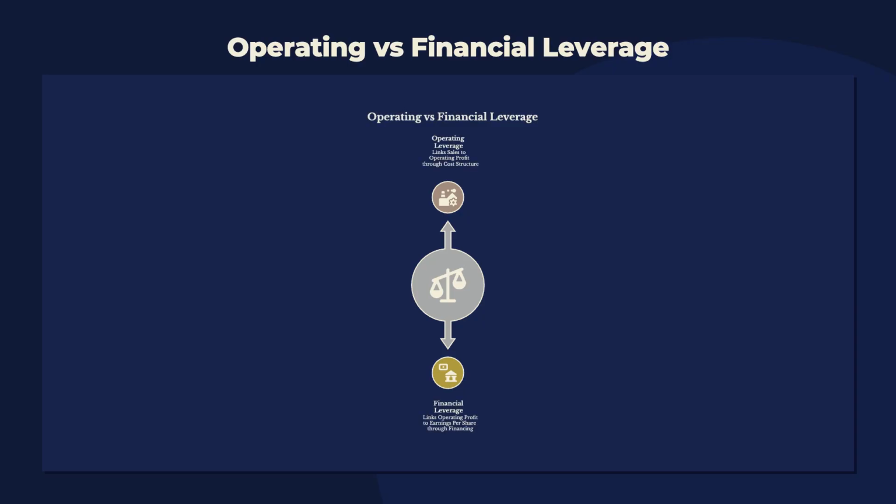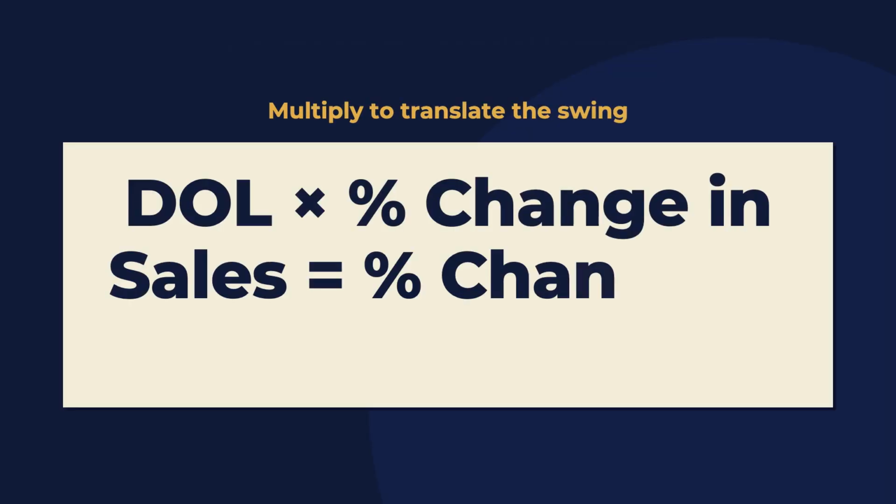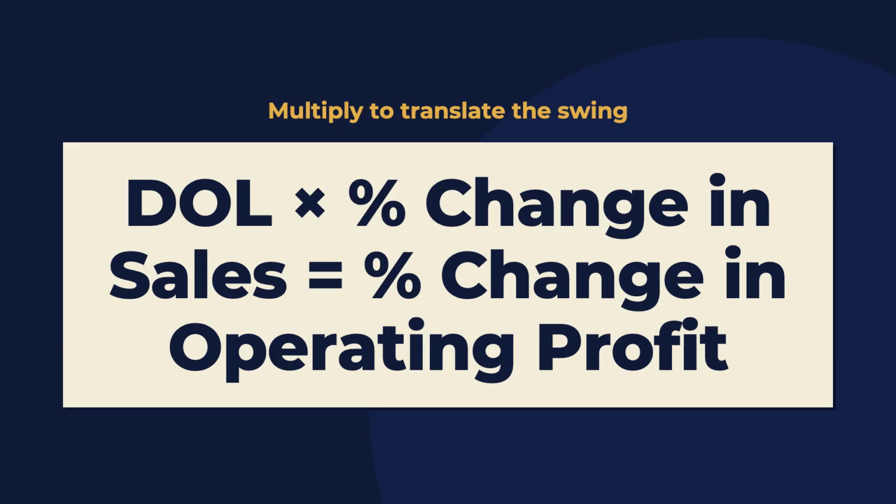It's easy to confuse this with its financial cousin. Degree of operating leverage links sales to operating profit through the cost structure, while degree of financial leverage links operating profit to earnings per share through financing. One lives on the operating side, the other on the financing side. Picture a firm with a degree of operating leverage near 2.5. A 10% jump in sales lifts operating profit roughly 25%, and a 10% drop cuts it by about the same. Whenever a scenario gives you both numbers, just multiply them together.